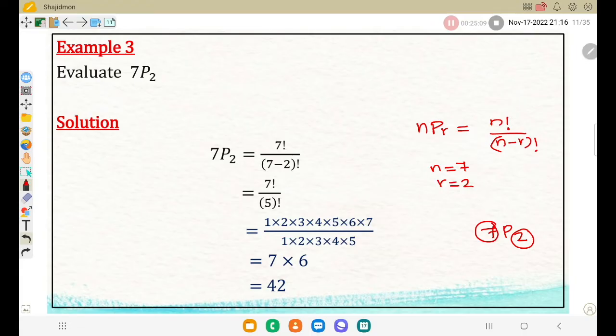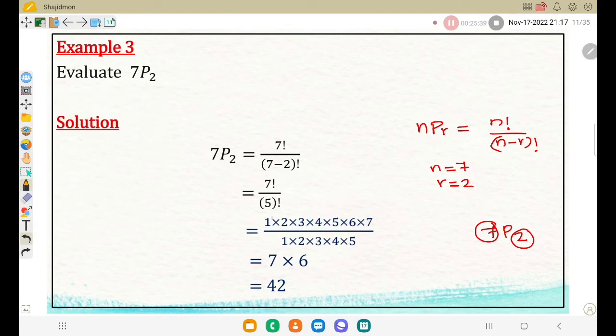Okay, now 7P2, how can we write that one? n factorial means 7 factorial divided by (n minus r) factorial, (7 minus 2) factorial. That means 7 factorial divided by 5 factorial, correct? Now what is the meaning of 7 factorial? I told you, 1 multiply 2 multiply 3 multiply up to 7, divided by 5 factorial, which means 1 multiply 2 multiply 3 multiply 4 multiply 5, correct?